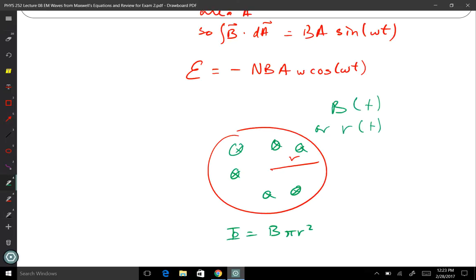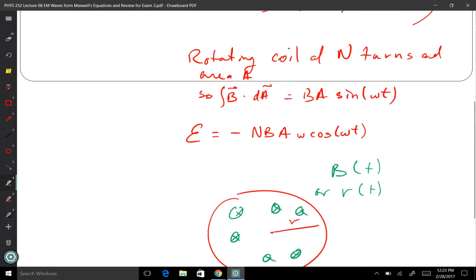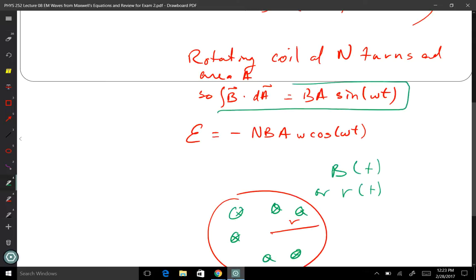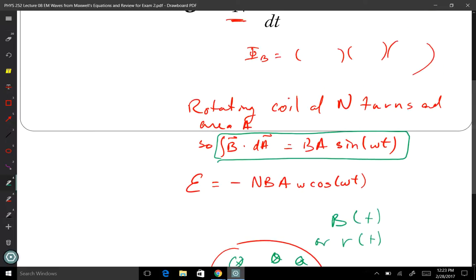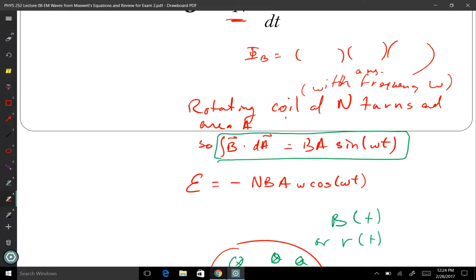Aaron: What's the sine omega t in the B dot dA equals BA sine? This right here? Yeah. That's calculating the flux. Okay, but how did you get the omega t? Because I said rotating coil, N turns, and area. Okay. I meant to include here that it was rotating with, in my brain I said it, but obviously I didn't. Rotating coil with angular frequency omega. In my brain it was said, but clearly it wasn't said.